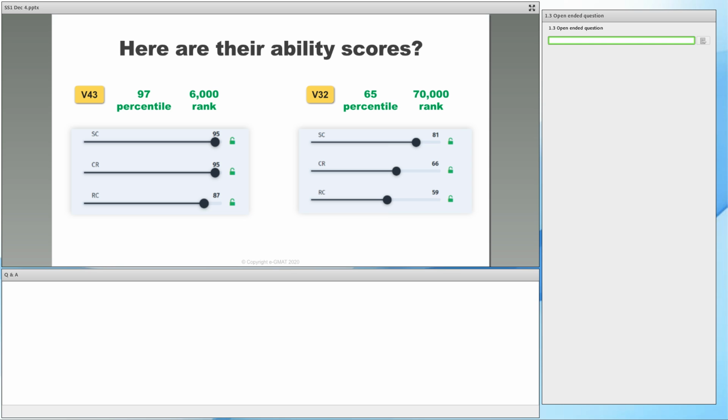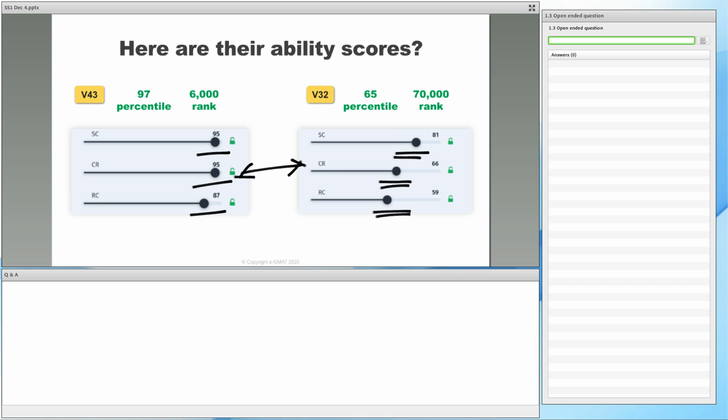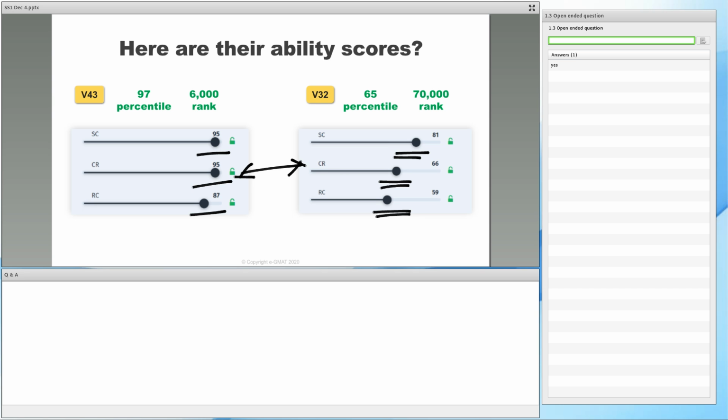underneath the hood, what the GMAT's measuring is his ability in sentence correction, critical reasoning, and reading comprehension. And he got 95th percentile ability in SC, 95th in CR, and 87th in RC. The V32 guy got 81st percentile in SC, 66th percentile in CR, and 59th percentile in RC. When you look at these two students through this lens of ability, do they look very different? Do they look different? That's the lens through which the GMAT looks at you.